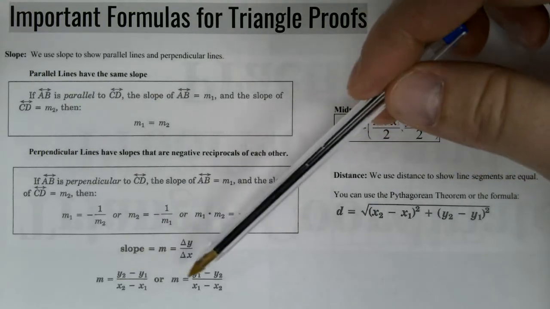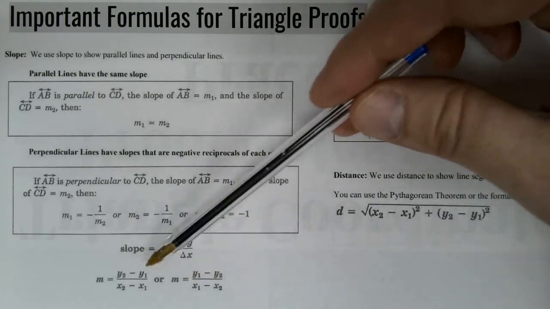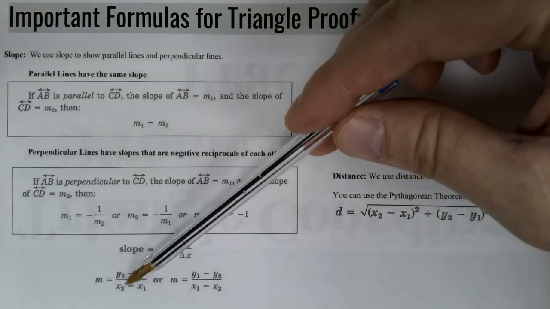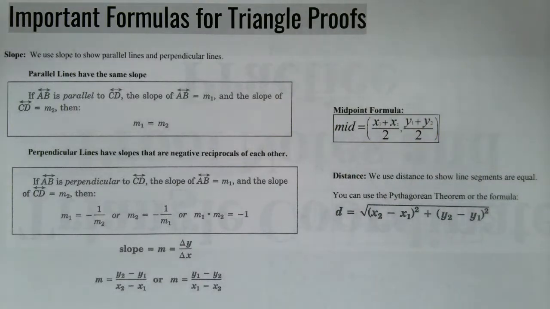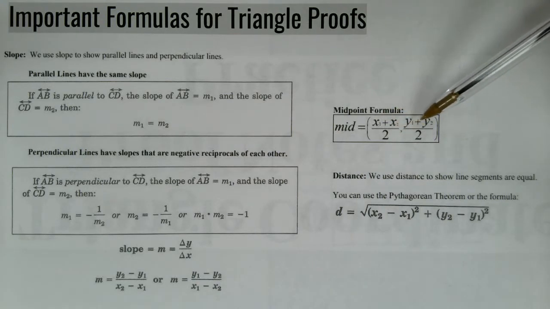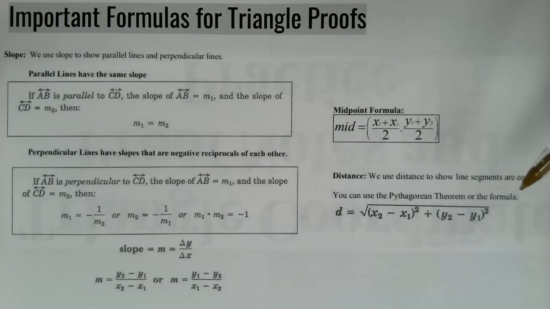We've talked about the slope formula. Again, I know this was more of an algebra concept, but slope formula, y2 minus y1 over x2 minus x1. On this resource page, we're also giving you the midpoint formula, which you're probably not going to need a whole lot for these triangle proofs. But when we get to quadrilaterals, you will. So x1 plus x2 over 2 and y1 plus y2 over 2.